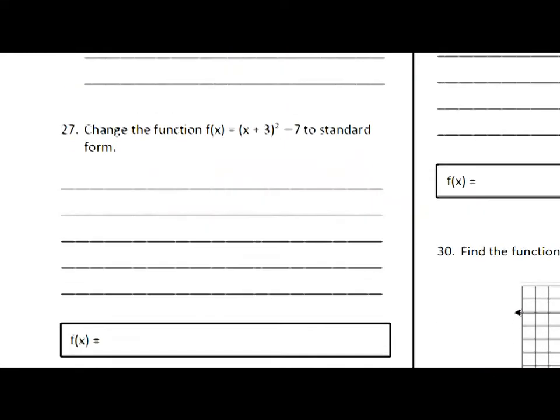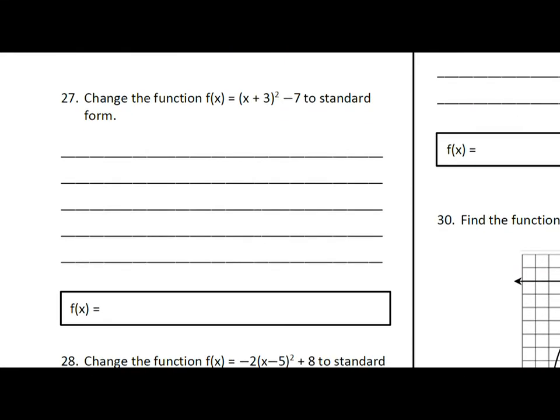All right, number 27. Change this function to standard form. Well, class, the easiest thing to remember on this is standard form means it is simplified. It's completely simplified. That means multiply everything out, add, subtract whatever you can, combine like terms, and that will give you standard form. So we're going to go ahead and do this.